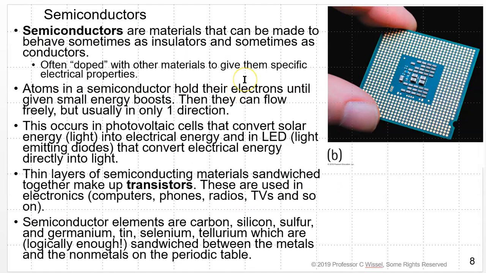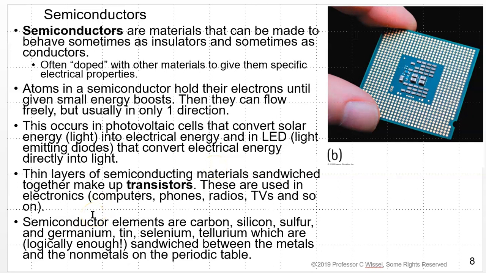Now, semiconductors, as you probably guessed from the name, are something between conductors and non-conductors. They are materials that can be made to behave sometimes as insulators and sometimes as conductors. They're often doped with other materials to give them specific electrical properties. The atoms in a semiconductor hold their electrons until they're given a small energy boost. Then they can flow freely, but usually in only one direction. This occurs in things like photovoltaic cells that convert solar light energy into electrical energy, and in LEDs, light-emitting diodes, that can convert electrical energy directly into light. So these basically are the same beast, just run in reverse.